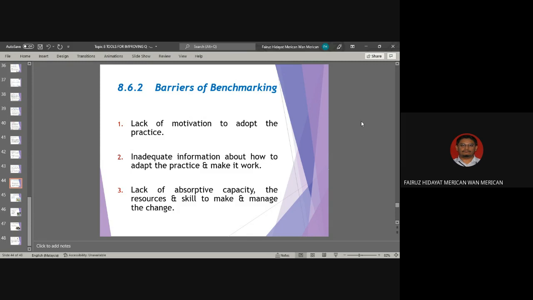But your company might lack the resources, so therefore you cannot apply the same best practices or processes. And you lack the skills. Okay? You might lack the training to apply those best practices. And these are some of the barriers, okay, to apply the benchmarking.